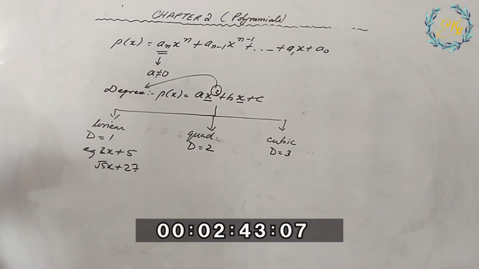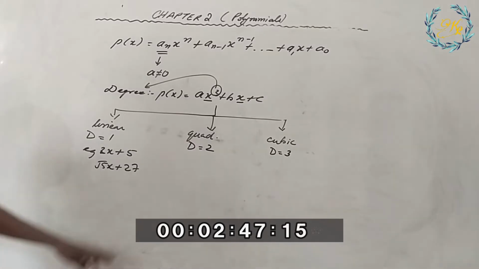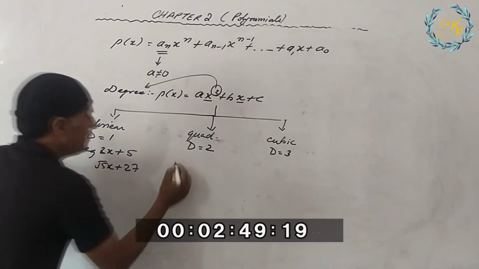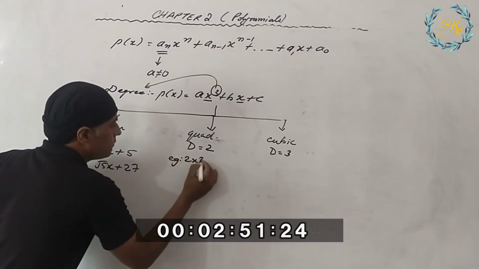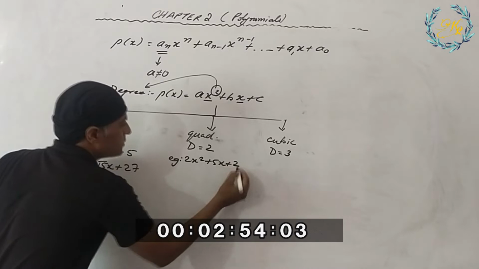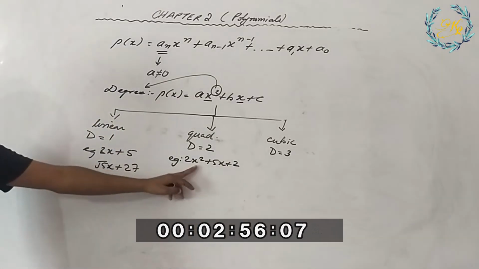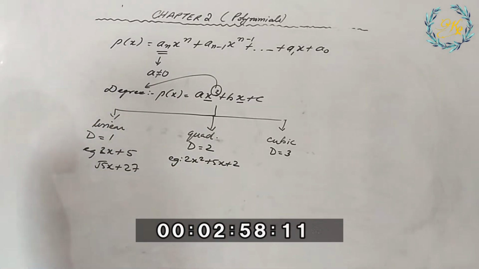Now a polynomial having degree 2 is termed a quadratic polynomial. For example, 2x² + 5x + 2. As you can see, in the variable the highest degree is 2. Hence, it is termed a quadratic polynomial.